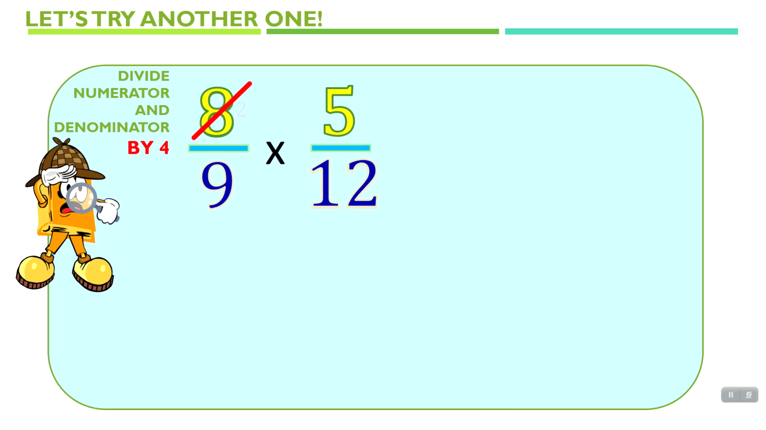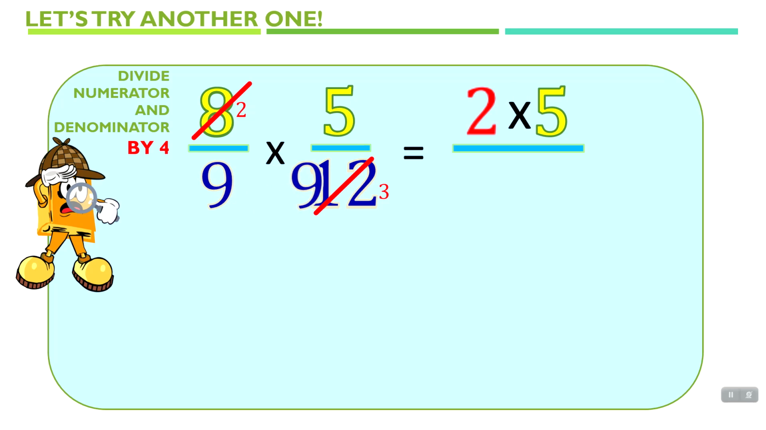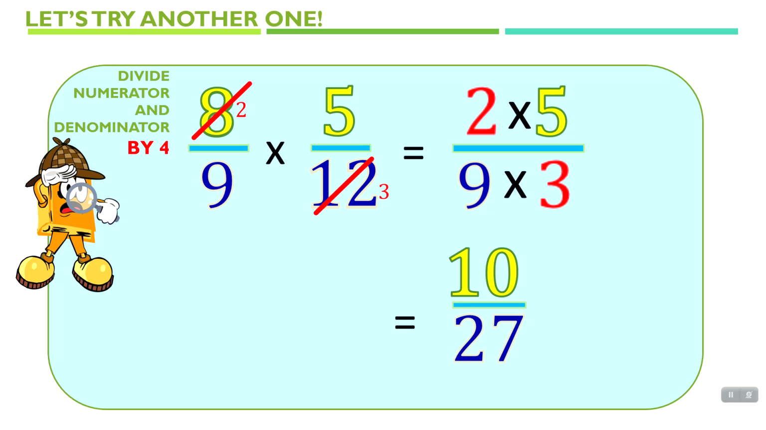8 divided by 4 is 2. 12 divided by 4 is 3. And we multiply 2 by 5 in our numerator, and we multiply 9 by 3 in our denominator. And our answer is 10 out of 27.